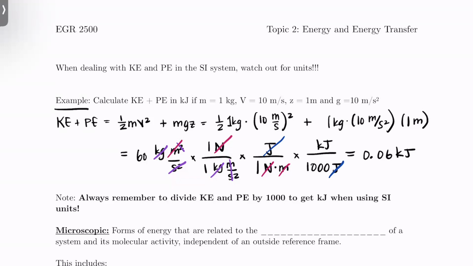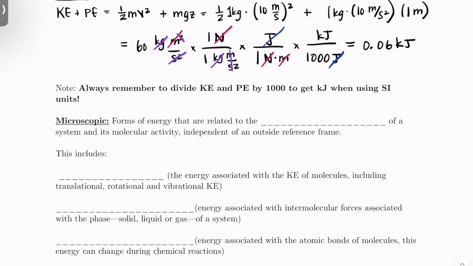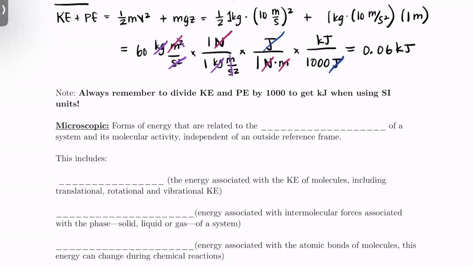Okay. So essentially what's happened here is when we had the units in kilograms, meters squared per second squared, that is joules, not kilojoules yet. Okay, so just be careful with that. It can be a little bit tricky. All right. So this is the note that I just wrote here. So essentially, if you're in SI units, if you want kilojoules in the end, then you're going to have to divide through by a factor of 1,000. Okay. So that's macroscopic.